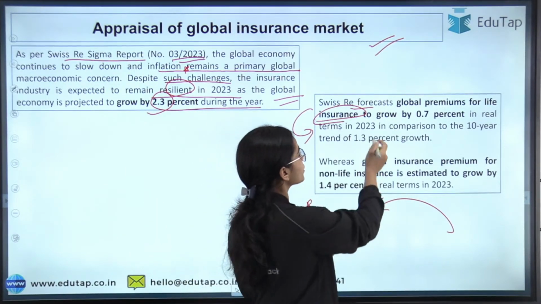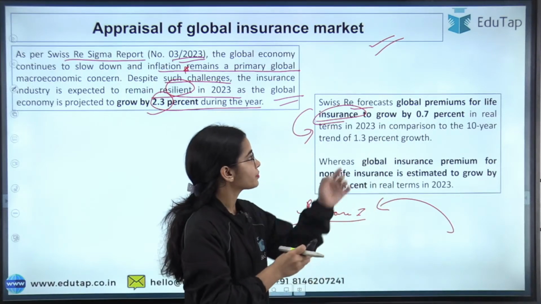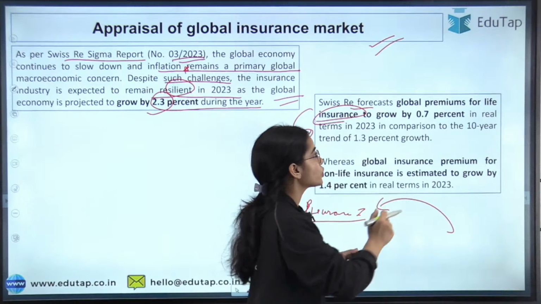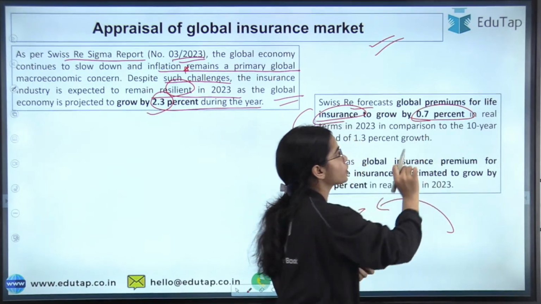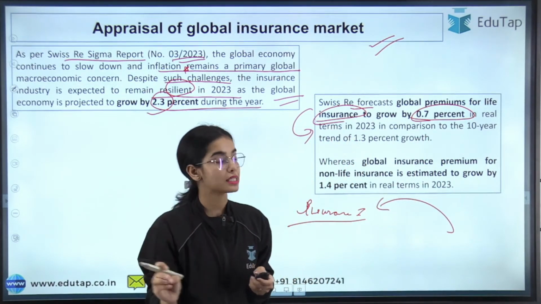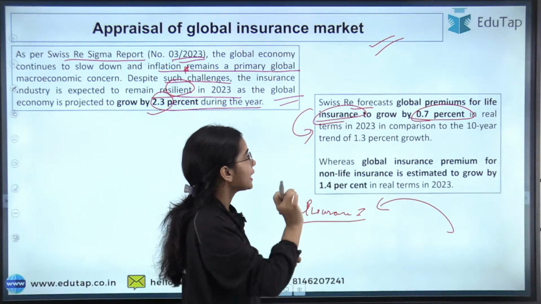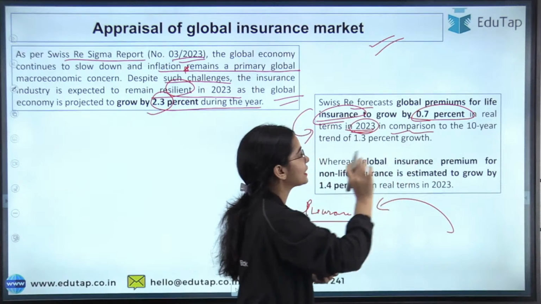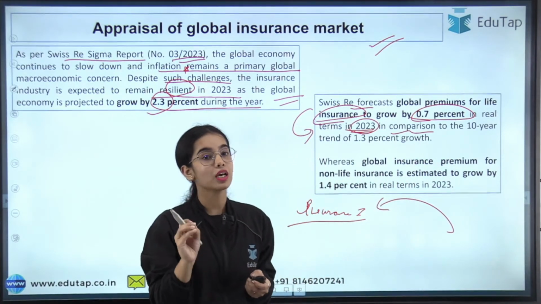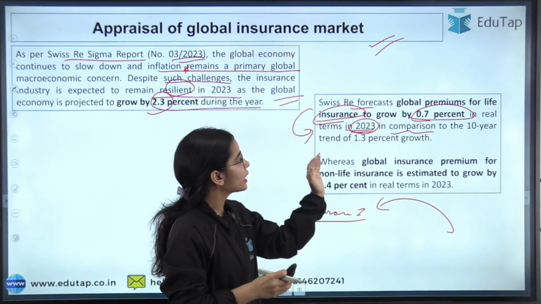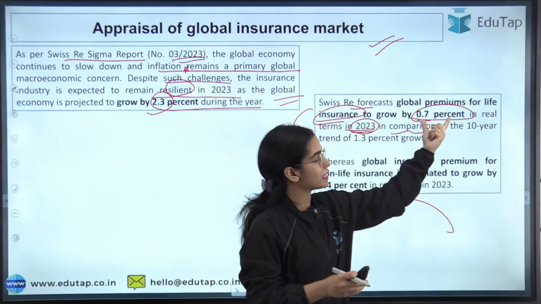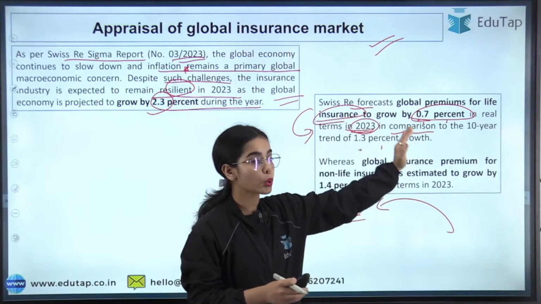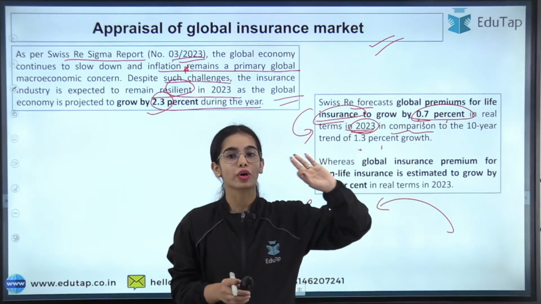Swiss Re forecasts global premiums for life insurance to grow by 0.7% in real terms in 2023, in comparison to the 10-year trend of 1.3% growth. So you can see that the percentage is lower than the 10-year mark, and there is a slowdown even in the insurance sector.